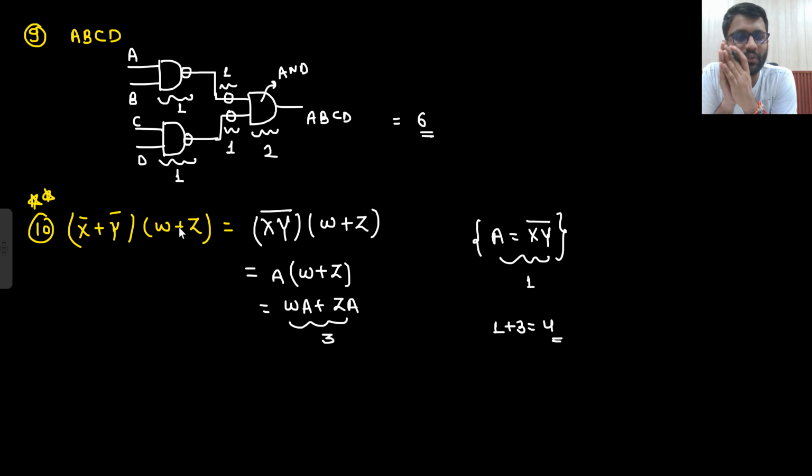I saw that this is not the form I require. Then I thought, can I do something about it? Yes, I can. What can I do? X bar plus y bar, I can replace this as xy bar. So xy bar, I am assuming it to be a. So wa plus za. wa plus za I can implement in 3. That I know. AB plus CD I can implement in 3. AB plus BC also I can implement in 3.